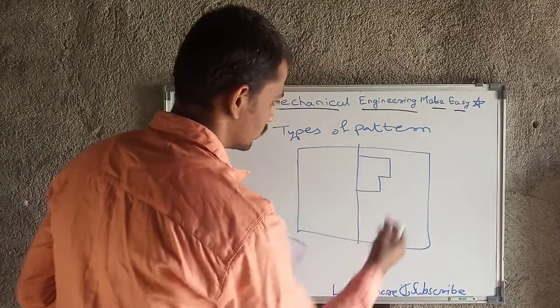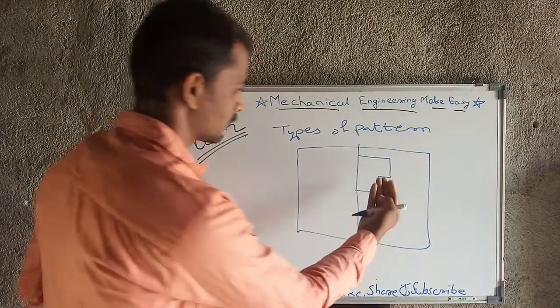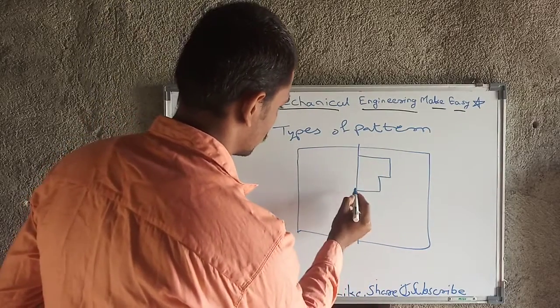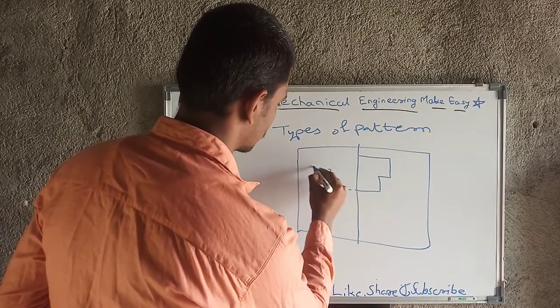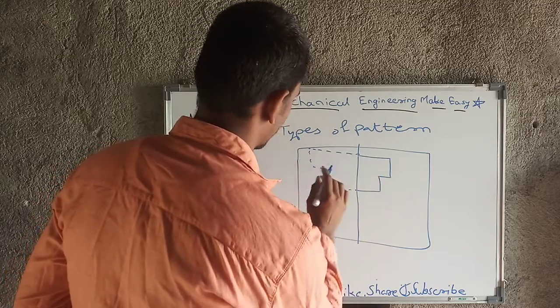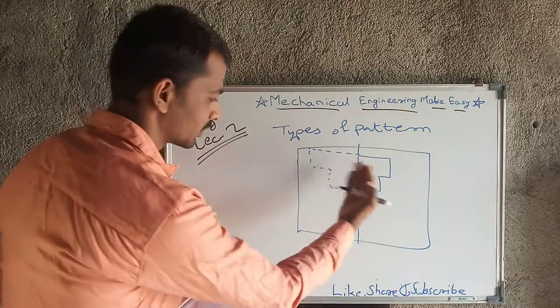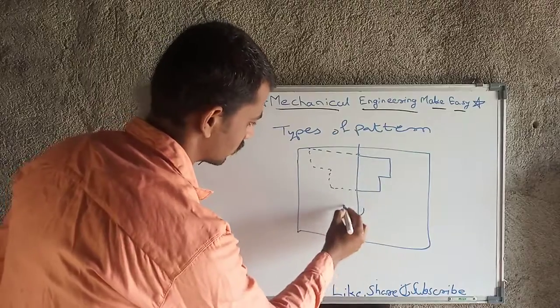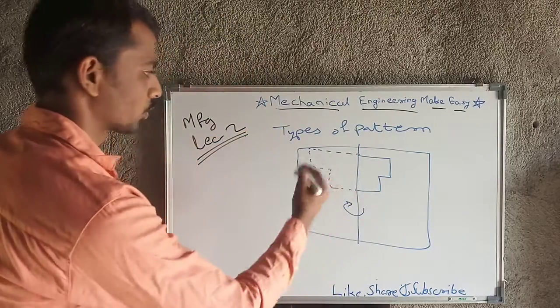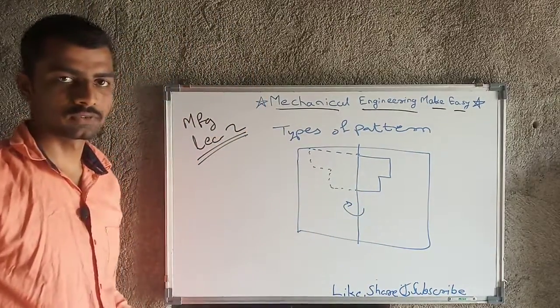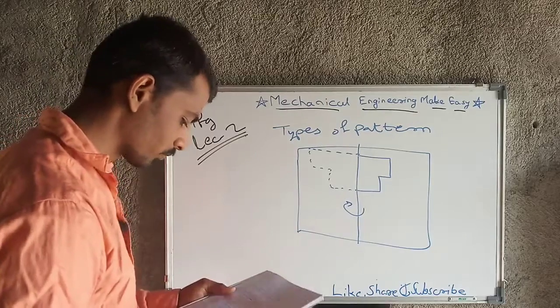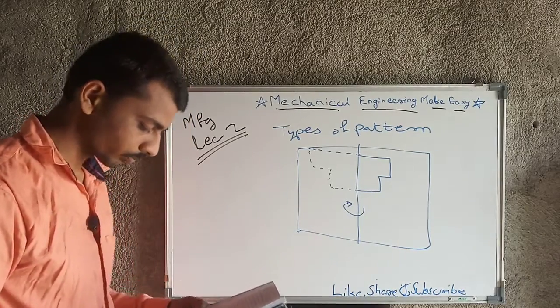Okay, this will have only 1 to 2 thickness, and we are going to rotate this, so ultimately this will form this kind of pattern. Okay, so we are going to rotate this with that axis, so we are going to form the cavity. This is one kind of pattern, that is nothing but the sweep pattern.